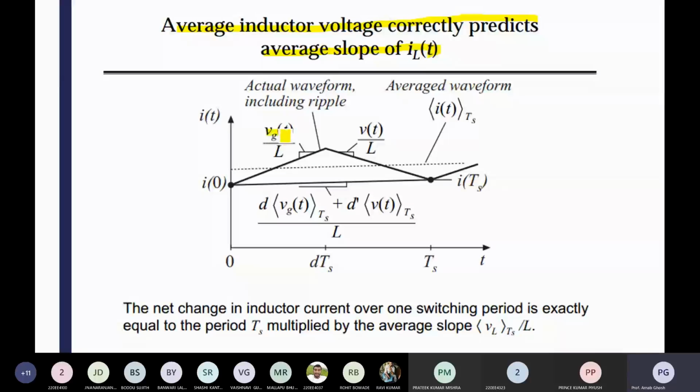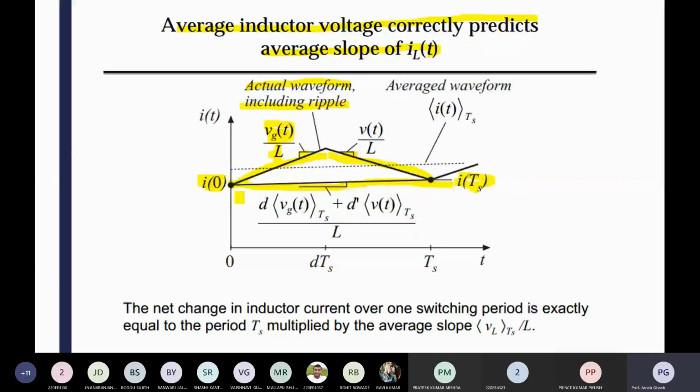You know that the on time slope is Vg divided by L. That is your on time slope. So this is the actual waveform including the ripple, including the charging condition and then the discharging condition. So what is your I0? I0 is the steady state current, the initial condition starting from there. So I0 and I(Ts) are all in the same line.